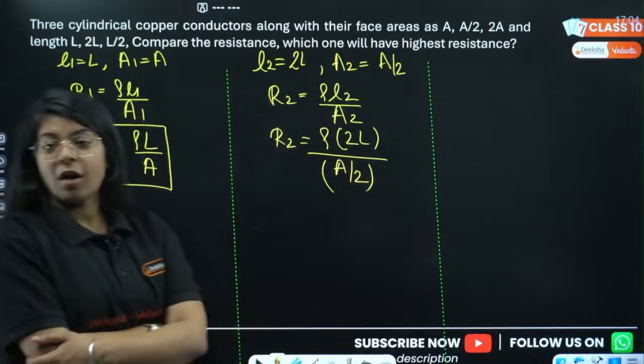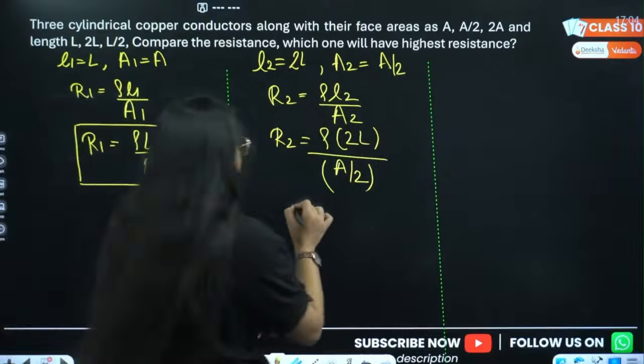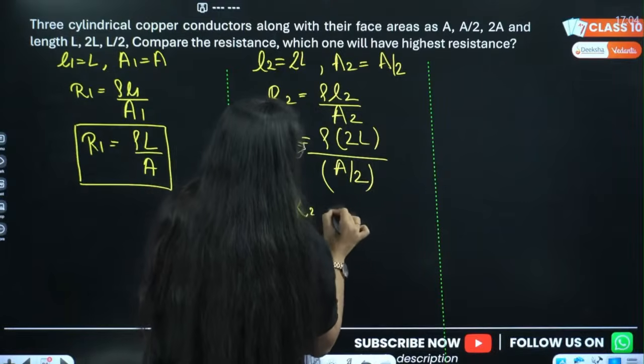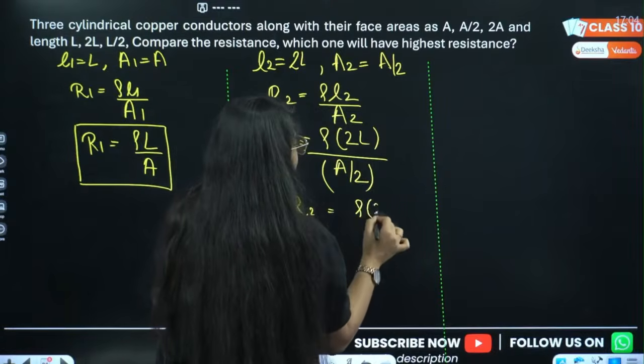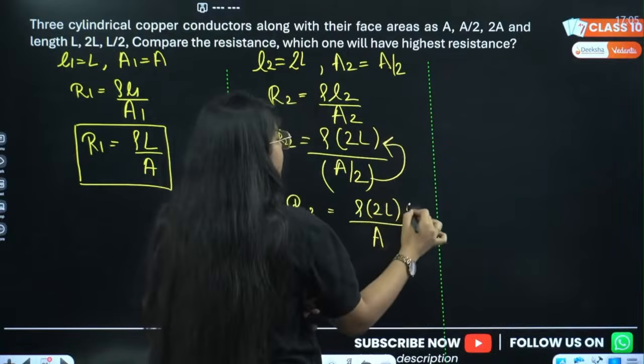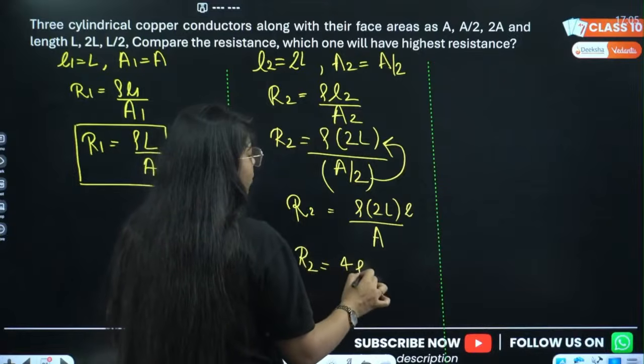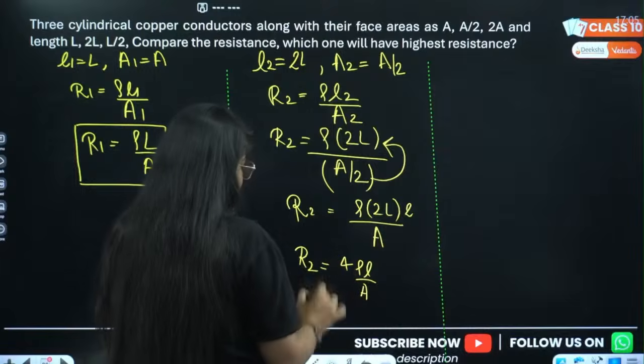Yes, we have gotten answers. Let us see if all your answers are correct or not. R2 is rho into 2L into 2 over A, and this 2 will go here. So this is 2 times 2. So R2 will be 4 rho L by A.